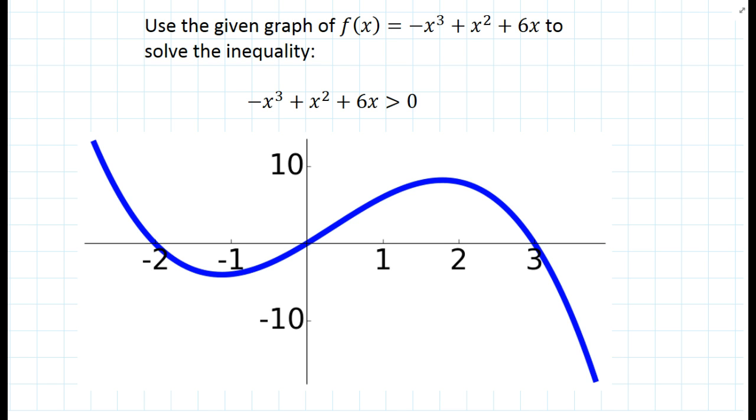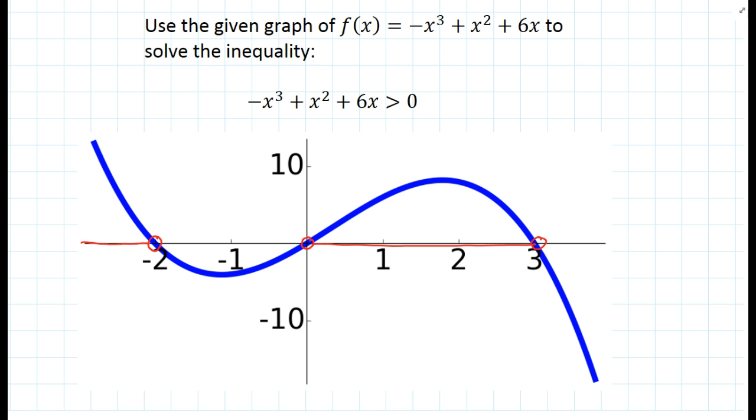Well, when a function is greater than 0, that means its graph lies above the x-axis. So we're looking for all points x where the function lies above the x-axis. And we have a strict inequality, so we're not going to be including endpoints at all. So we're looking at all x from negative infinity all the way up to negative 2, open, and then from 0 to 3. Right? So we can write that in interval notation.